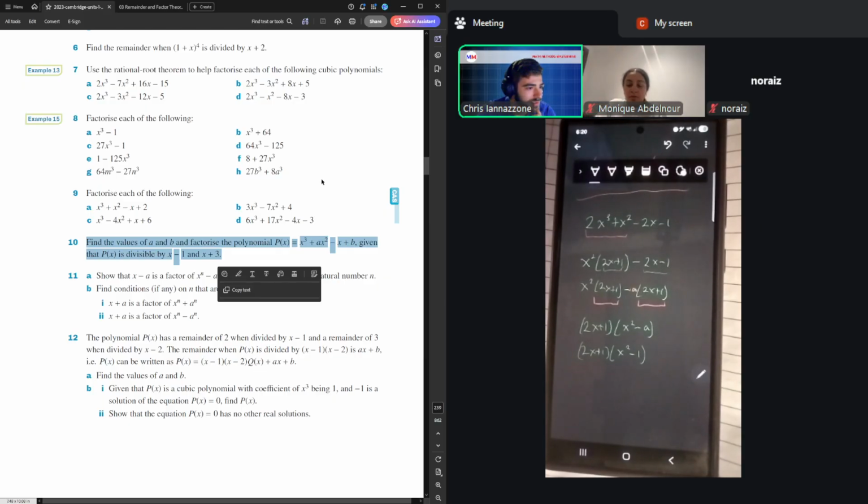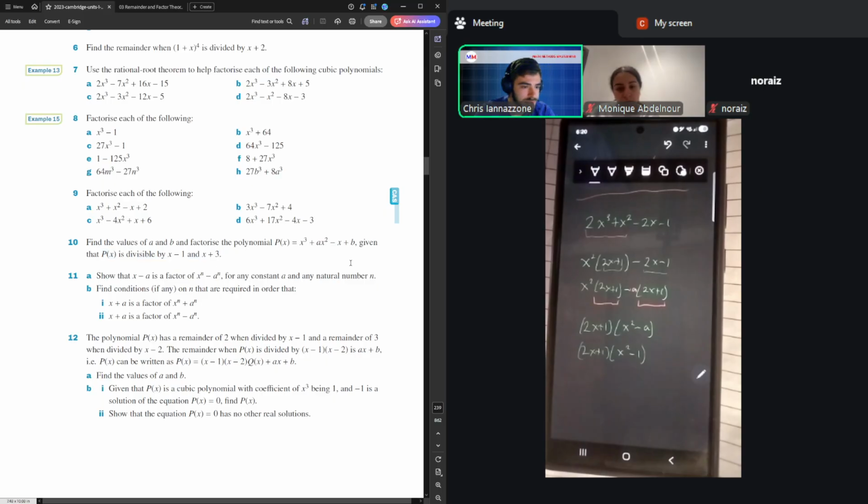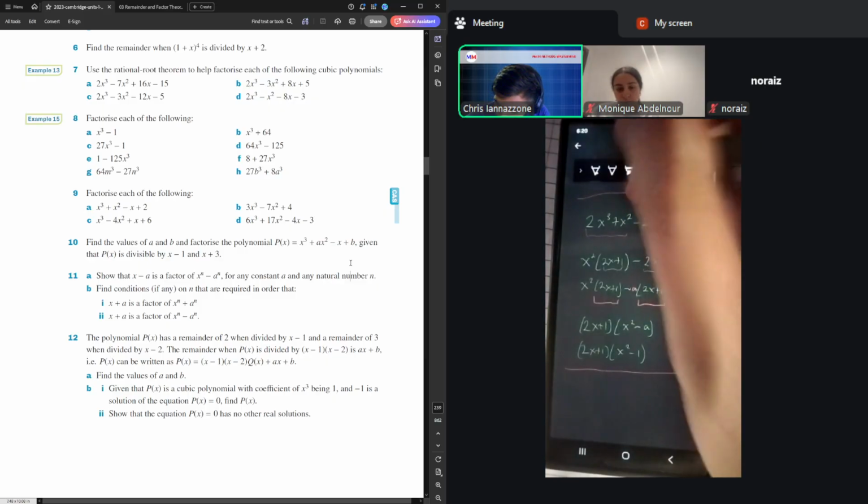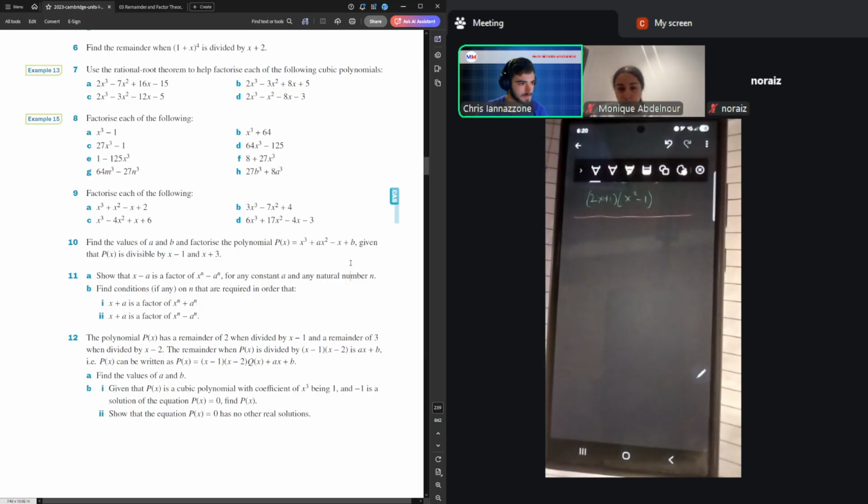Okay, question 10 here. Find the values of a and b, and therefore factorize p of x. So we've got our a, we've got our b there. Now there are 2 coefficients in this polynomial, not just 1. But we're also given more information. We're told that our polynomial is divisible by x minus 1 and x plus 3. I haven't done an example in my notes for this specifically, but the concepts that matter the most have definitely been explored so far. Let's see if we can now apply them. I'll let you guys have a moment to think as I start writing it out.